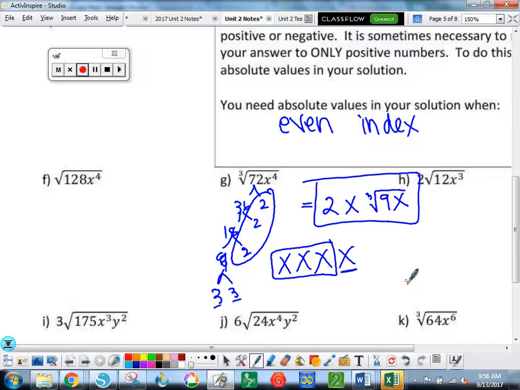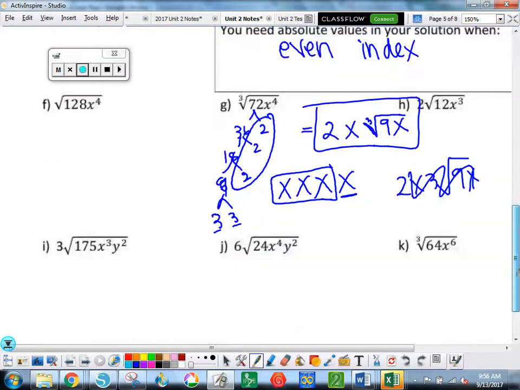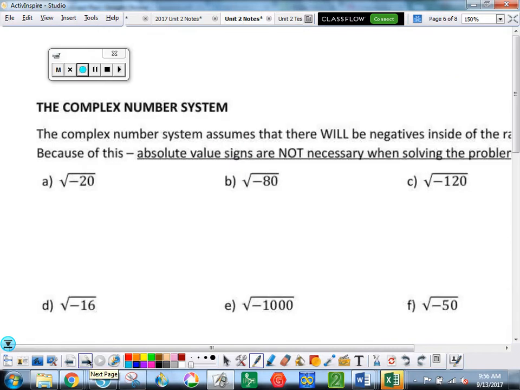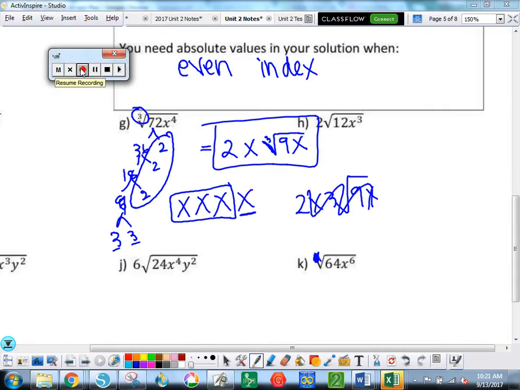When you write the 3, please make sure it's small and kind of inside that radical arch. If it looks like this, it kind of looks like that should be 6x square root 9x. So this is not okay. Make it kind of small. All right, was that the last example on our real number system? Yes, so I'm going to pause.